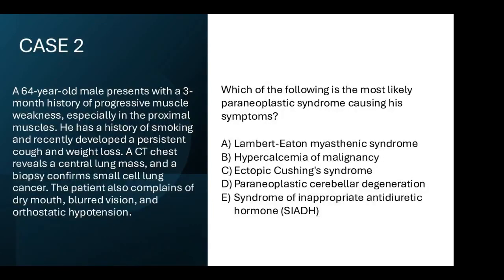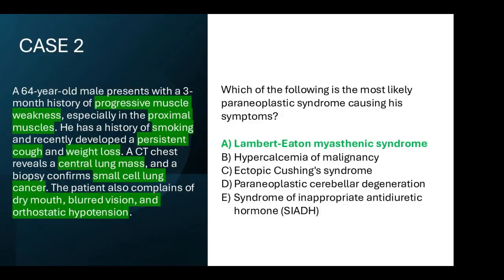Okay, so in the interest of time, I'll just move on to the next slide. So it is Lambert-Eaton myasthenic syndrome. And essentially, the clues in this question are he's got proximal muscle weakness. We know that he's got a smoking history, and we have a confirmed diagnosis of small cell lung cancer. And he's also got some autonomic features like dry mouth, blurred vision, and orthostatic hypotension. So that is suggestive of Lambert-Eaton myasthenic syndrome. And we'll discuss all the paraneoplastic syndromes in the next slide.